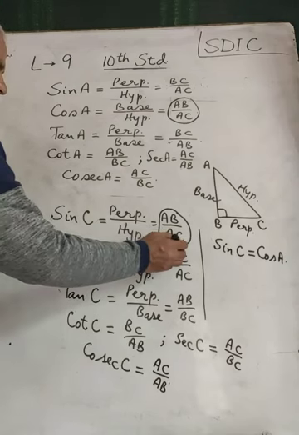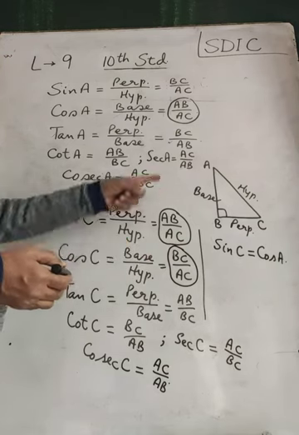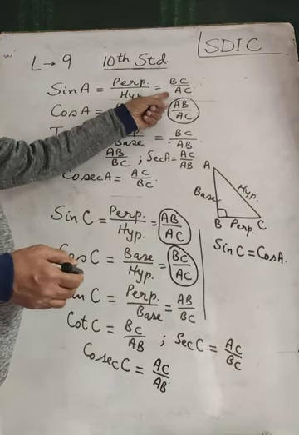Likewise, second ratio here is BC by AC. And this again is in the second list also. BC by AC is here.